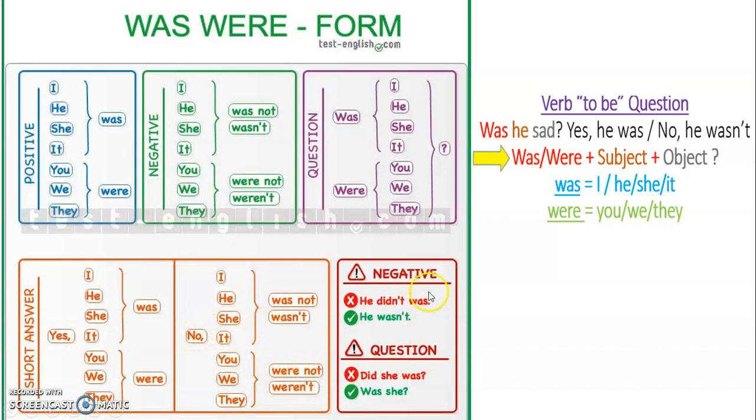Be careful. In English, we cannot say he didn't was. We say he wasn't. And we cannot say did she was. We say was she.